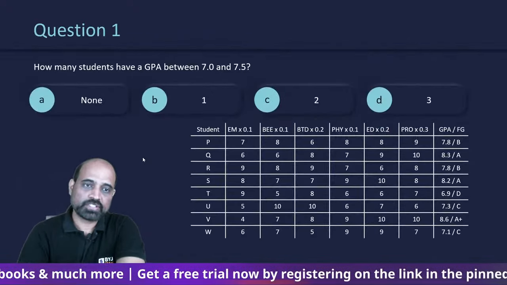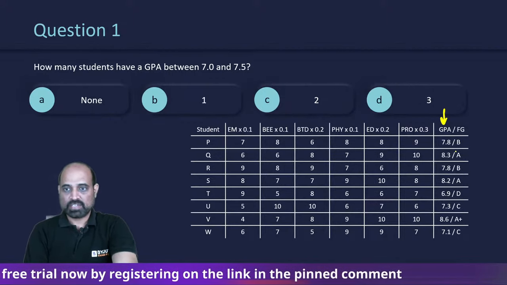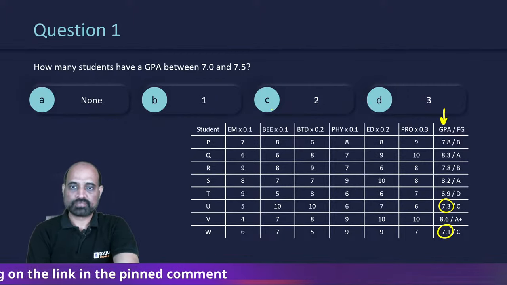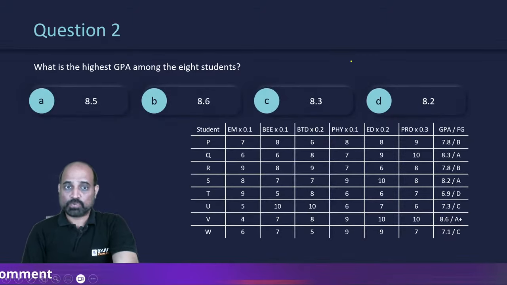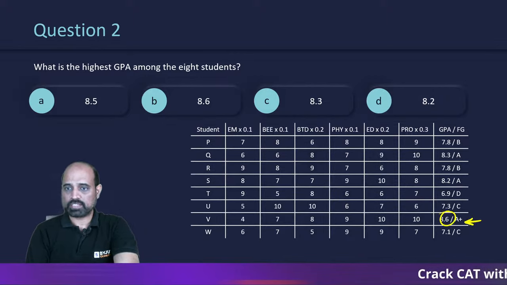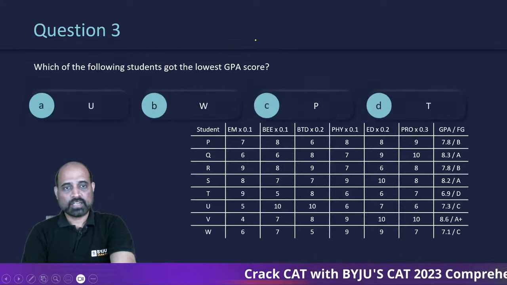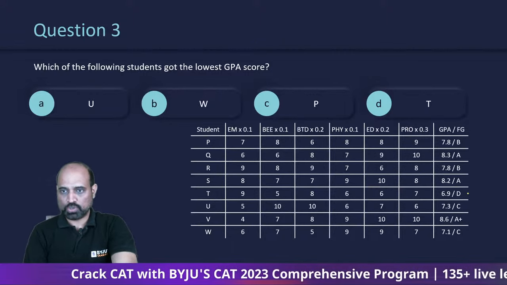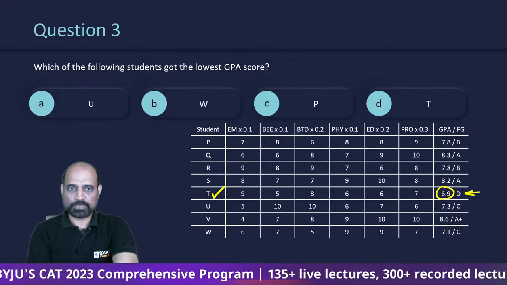First question is, how many students have a GPA between 7 and 7.5? GPA 7 and 7.5, we have 2 such students. So 2. Next, what is the highest GPA among the 8 students? Highest was here, right? 8.6. Which of the following students got the lowest GPA score? The lowest GPA score was in 6, 6.9, and this was obtained by T.